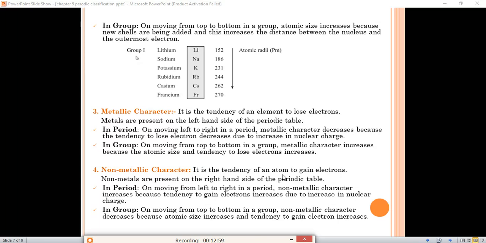Now the next trend is our non-metallic character. It is the tendency of an atom to gain electrons. Non-metals, what do they do? They gain electrons, and they are electronegative in nature. Non-metals are present on the right hand side of the periodic table in a period. Now we'll see the trends in the period and the group.